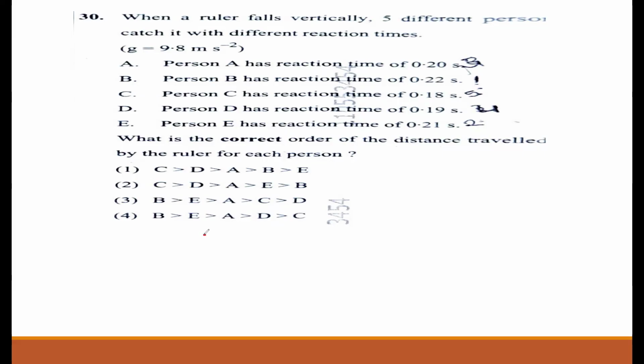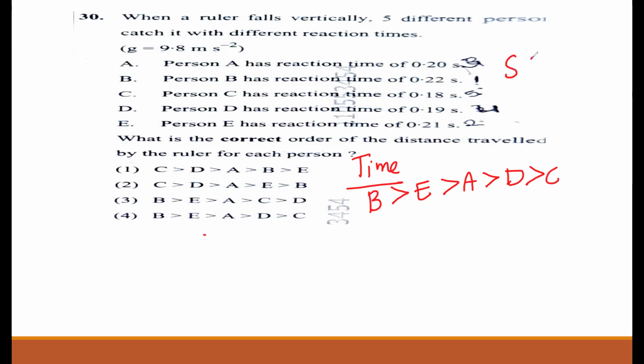So we have 5 persons here, A, B, C, D, E. Let us check their reaction times here. Now coming to the time as a reference, the reaction time of which person is greater? Here 0.22, that is B person, is greater than E person, is greater than A person, is greater than D person, is greater than C. This is about the time.